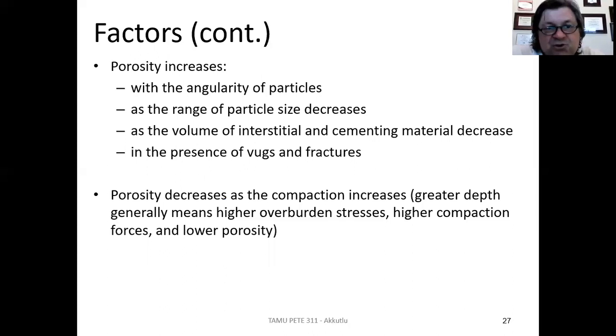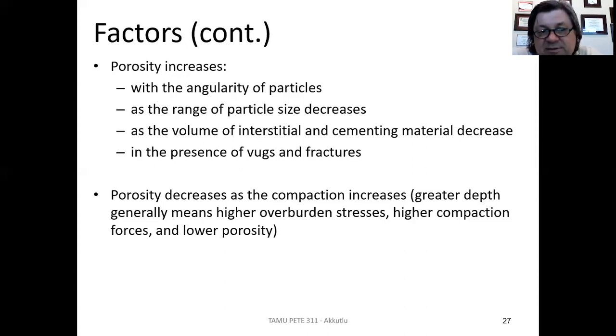So I just showed you using images, porosity increases with angularity of the particles, and as the range of particle size decreases, imagine the sizes of particles being distributed. If the range of particle size decreases, meaning that the particles are getting similar sizes, then porosity will increase. And as the volume of interstitial and cementing material decreases, obviously less cement, more space. So in the presence of vugs and fractures, there's more porosity.